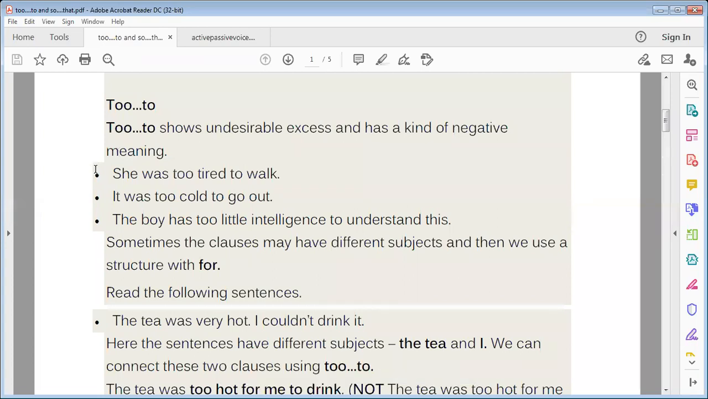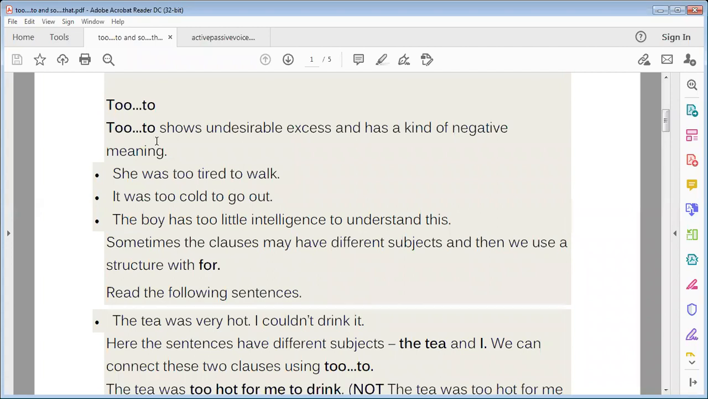Means what? See, when I'm saying she was too tired to walk, means what? There is excess, she is excessively tired, or she is very tired and she's not able to walk. So this structure is used to represent that there is some undesirable excess of something. It was too cold to go out. Meaning it is very cold, so we can't go outside. Okay, so this excess of something is prohibiting us from doing something. So look at the sentence.